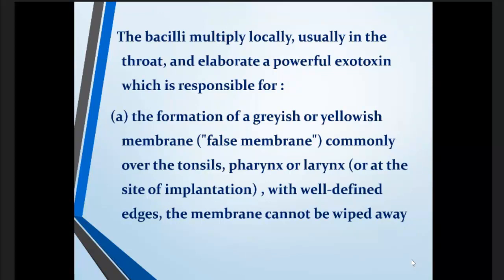The bacilli usually multiply locally according to the site of infection, and mainly in the throat, and they produce a powerful exotoxin. These exotoxins are responsible for the formation of a grayish or yellowish membrane called false membrane. We may see this membrane on the tonsils, pharynx, or larynx, or at the site of implantation. It has well-defined edges, and if we try to remove this membrane, bleeding may occur.